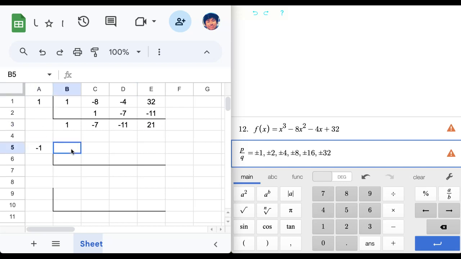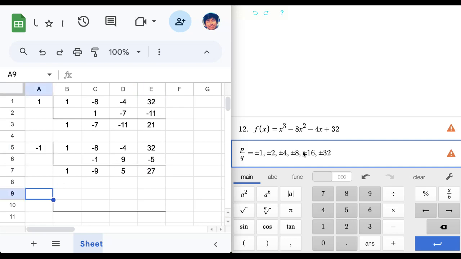Let's try negative 1 now. Okay. 1 plus 0 is 1, times by negative 1. We add these down, we get negative 9 now. Negative 9 times negative 1 is positive 9. Negative 4 plus 9 is 5. 5 times negative 1, negative 5. This gives us another remainder. What is it, 27? So we know that negative 1 is not a root.